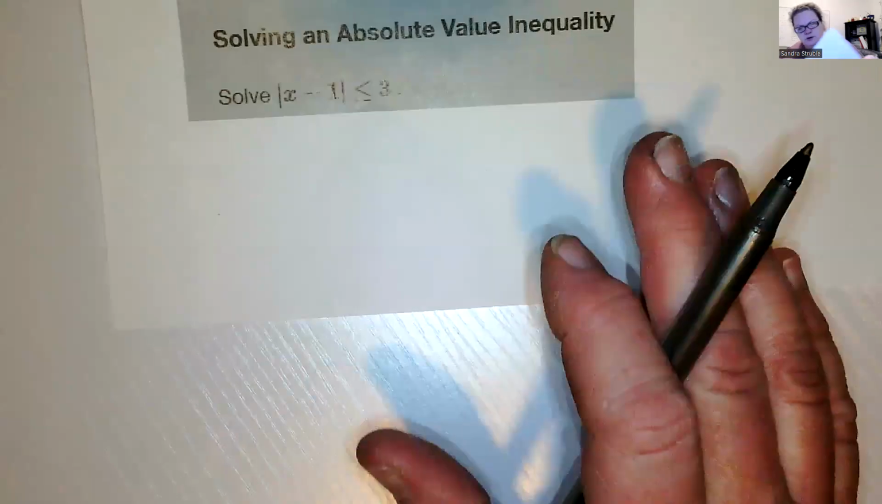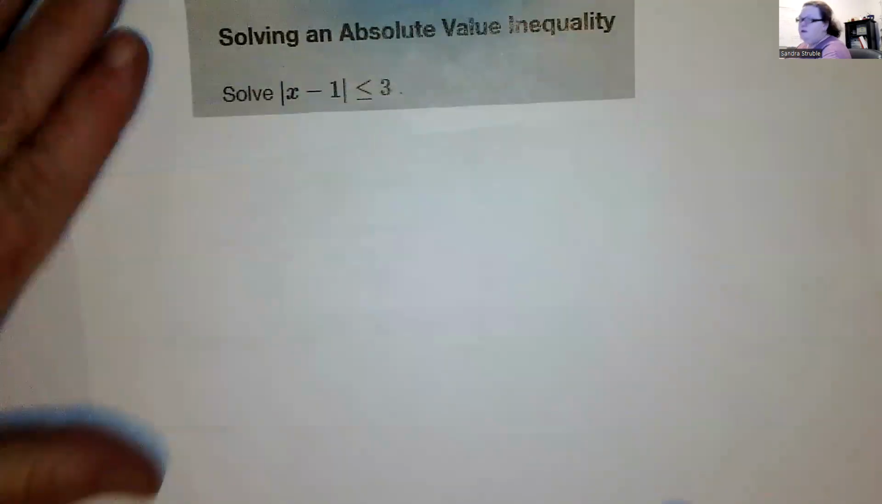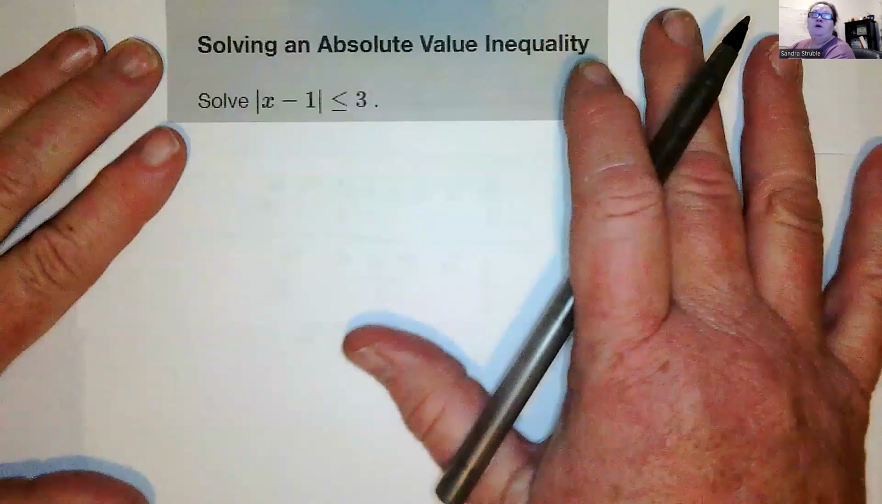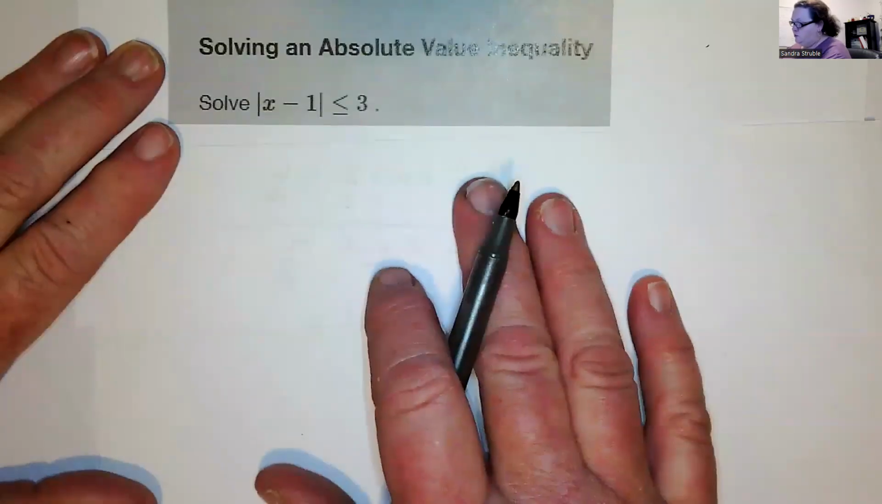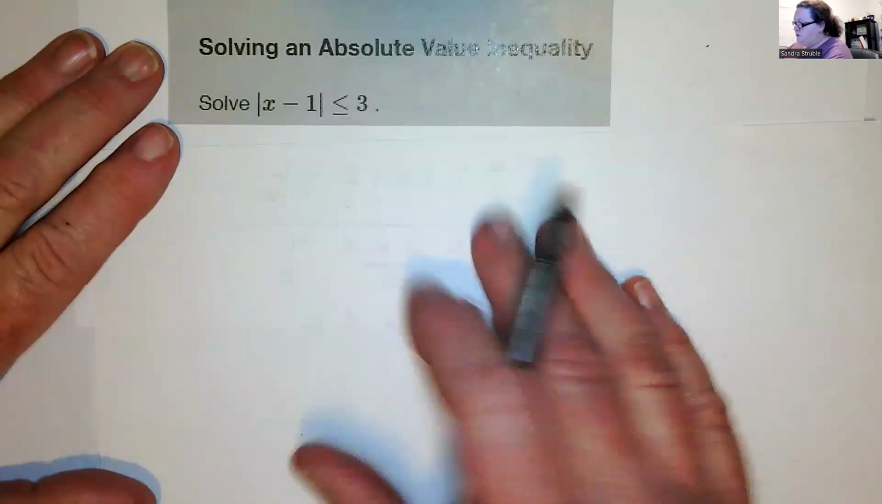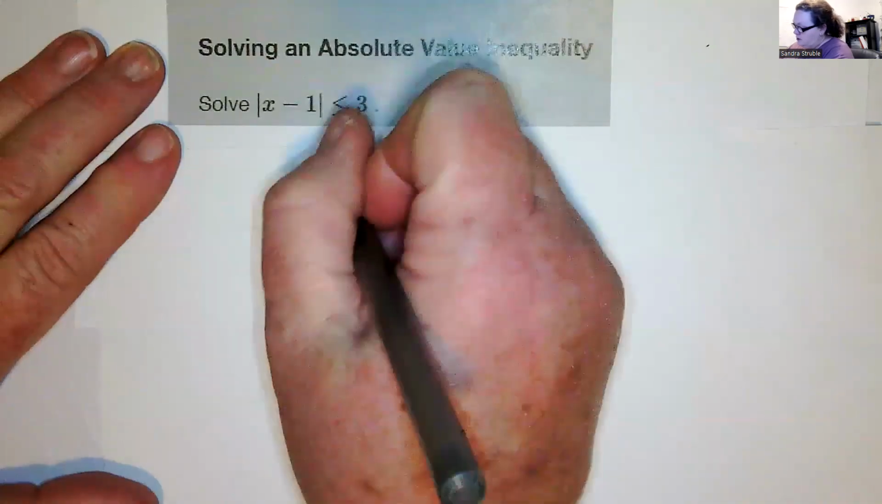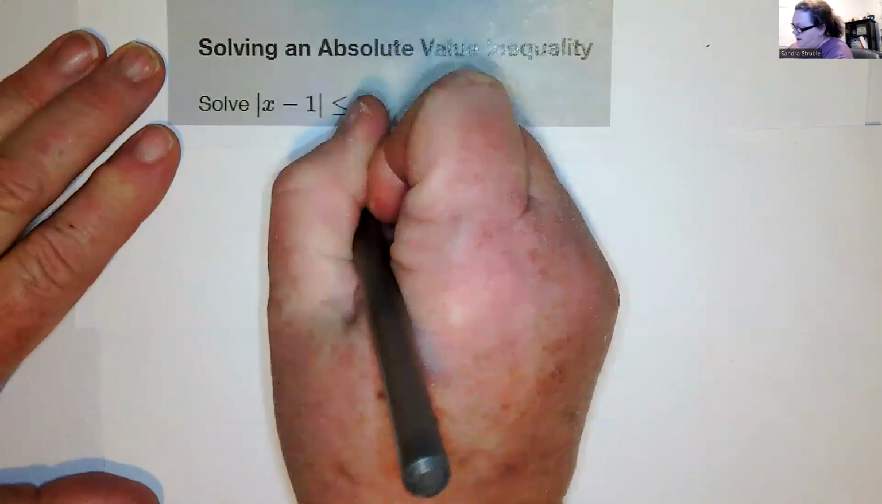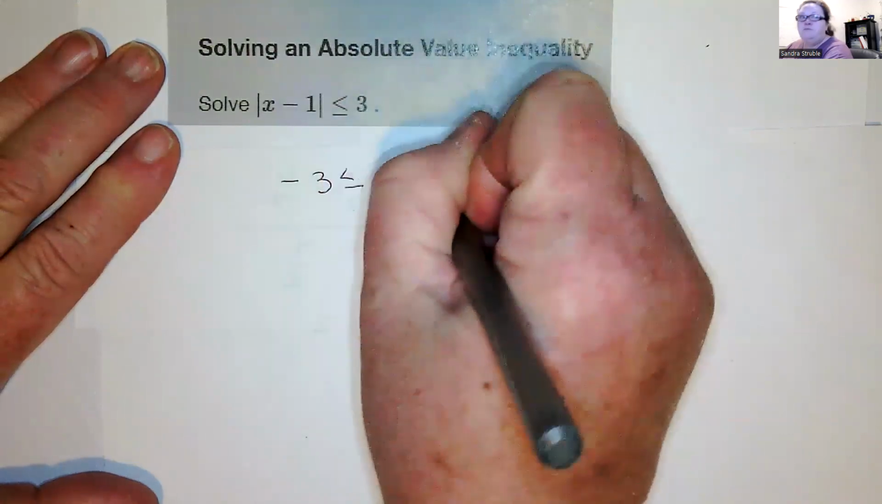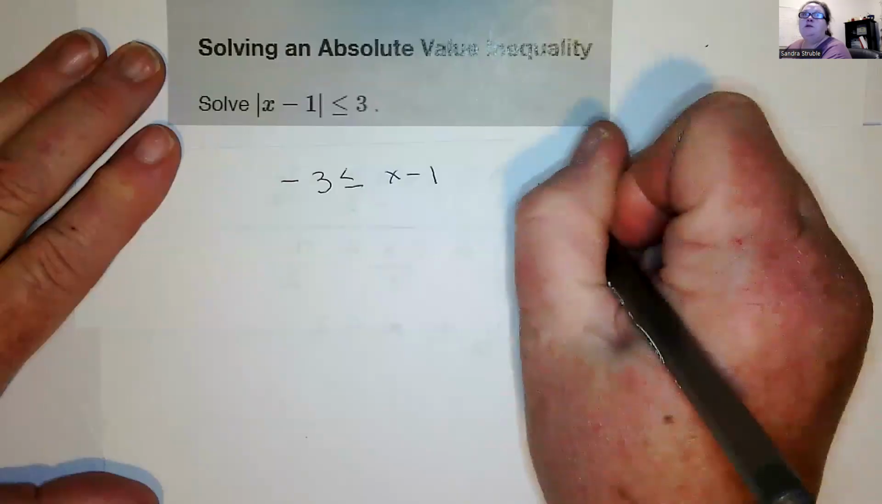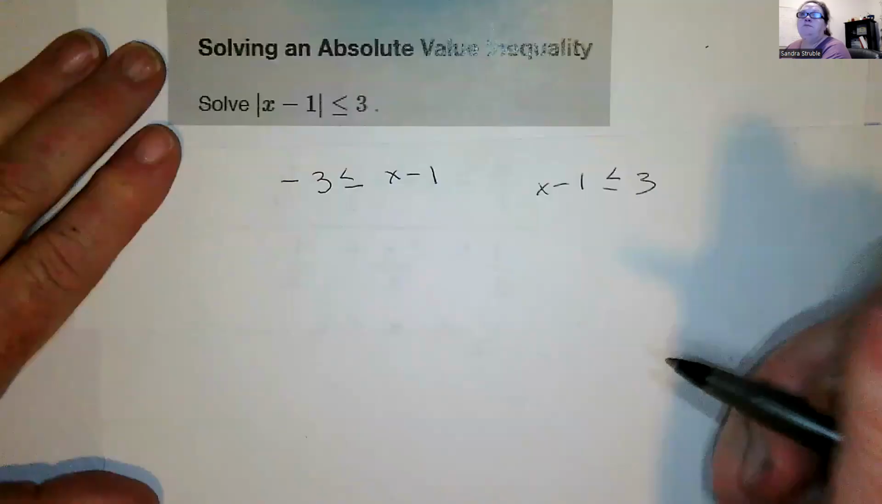All right, let's go to 10. I'm going to need more space than this, however. Okay. So solving an absolute value inequality. Now this one's a less than again as well. So we have to do the same thing. So it's going to be negative 3 less than or equal to x minus 1. And x minus 1 is less than or equal to 3.